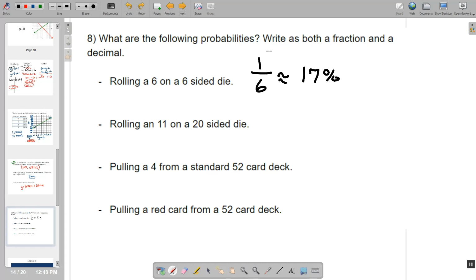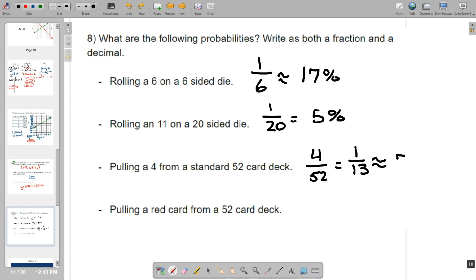I want you to be able to write them in both a fraction and a decimal or a percentage. Percents are just fine here. Rolling an 11 on a 20-sided die, that's 1 out of 20, and that's equal to exactly 5%. Pulling a 4 from a standard 52 card deck, well, there are 4 4s. There is a 4 of hearts, a 4 of spades, a 4 of clubs, and a 4 of diamonds. So that is 4 out of 52, which is 1 out of 13, which is very close to 7%.